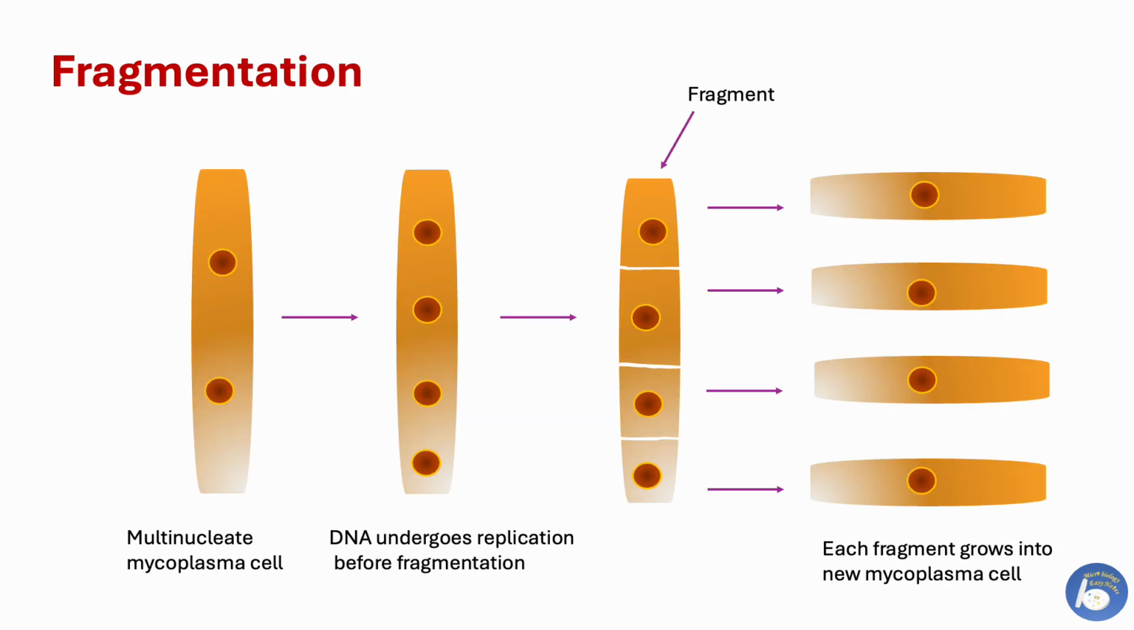Fragmentation. Some species of Mycoplasma grow into long, multinucleated filaments rather than dividing immediately. Inside these filaments, several genomes are replicated. The filament eventually fragments into many tiny reproductive units called elementary bodies. Each elementary body then grows into a mature, typical Mycoplasma cell.